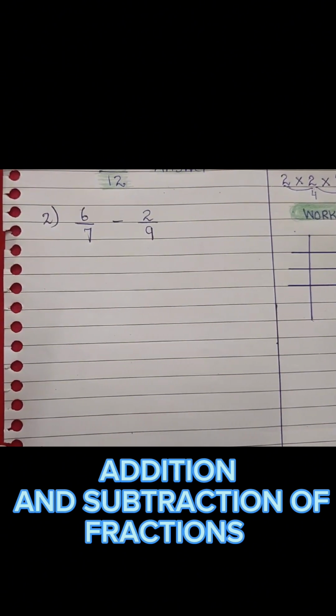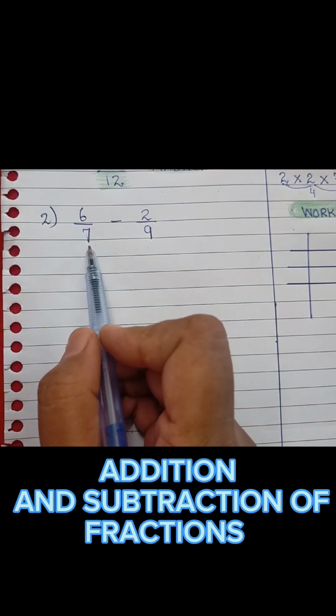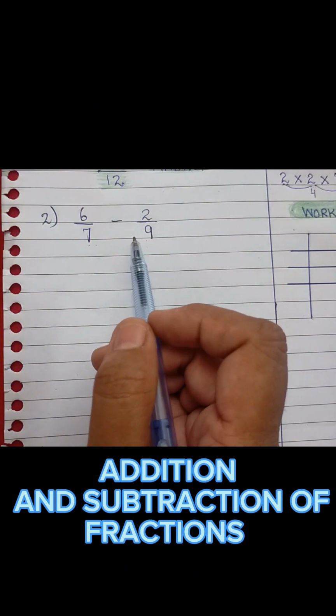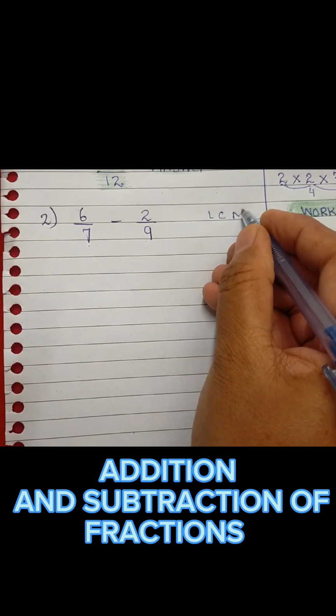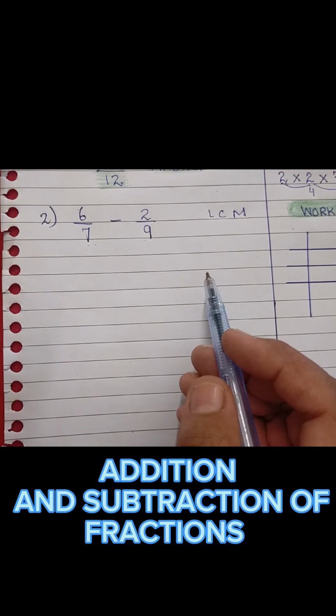But what do you see here? Which sign is here? This time you're going to see a minus sign here. Okay, so let's have a good concept about how we find out our answer when we subtract them. Now we do not see the denominators to be the same. When we do not see the denominators to be the same, what do we do? We're going to find out the LCM. LCM means least common multiple.